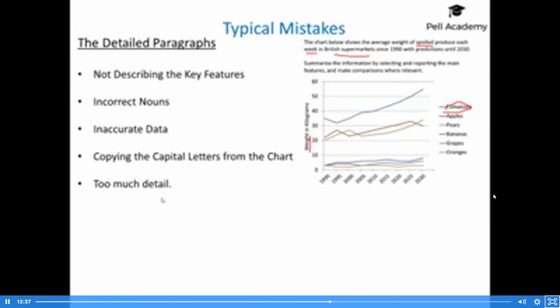Too much detail. So again, you don't want to report, so let's say we're using tomatoes again, you don't want to give the figure for 1990, 95, 2000, 2005, 2010, that's too much. So you're just going to pick out the key points. So realistically, 1990, this year, 2030 is going to be enough, especially when we have 6 categories like that.